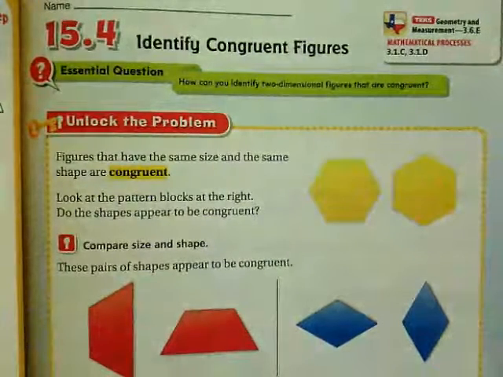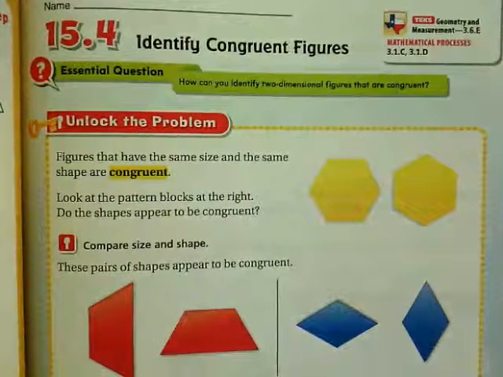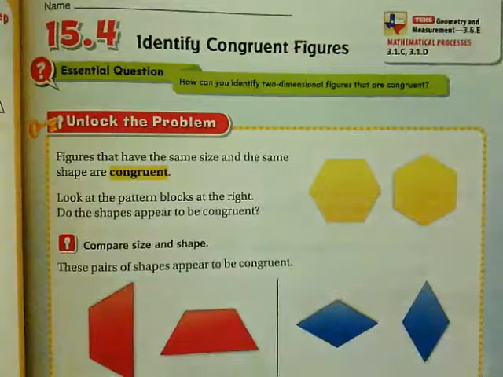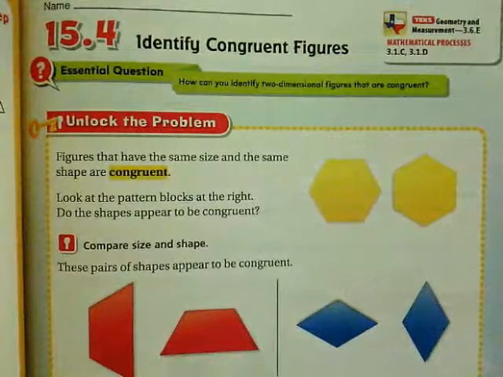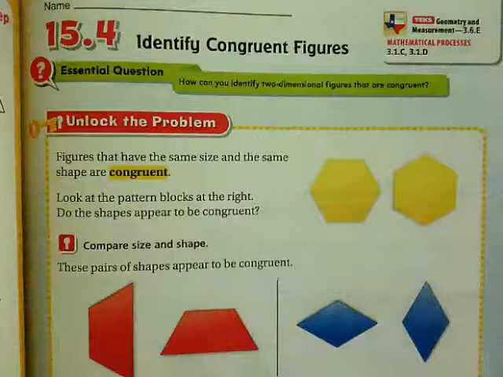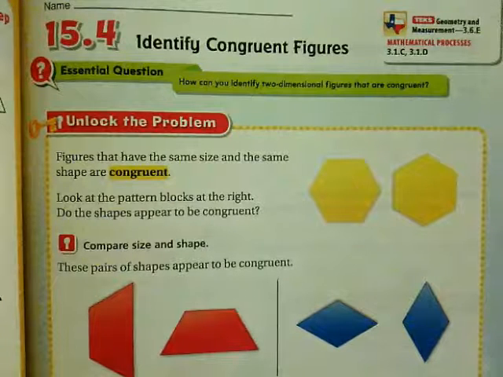All right, so this week we are working on identifying polygons, classifying polygons according to what their characteristics are, such as do they have parallel sides and how many vertices do they have. Also, we are naming them. And then today we're adding on one more. We are going to determine if they are congruent or not congruent.